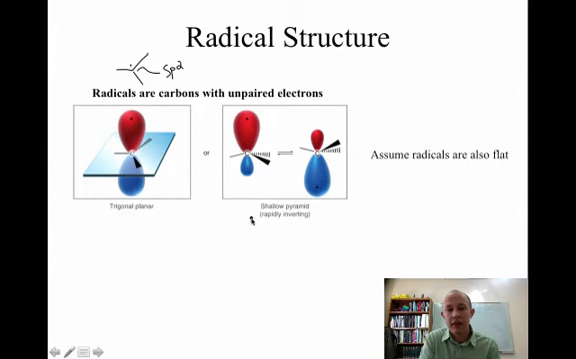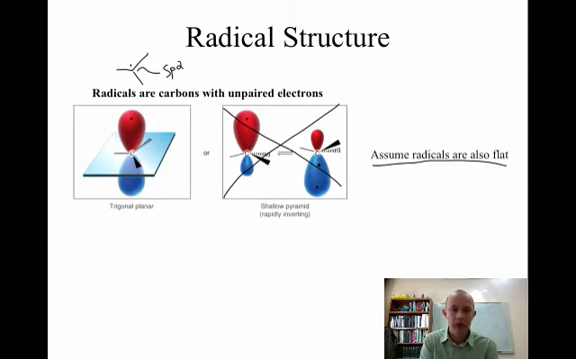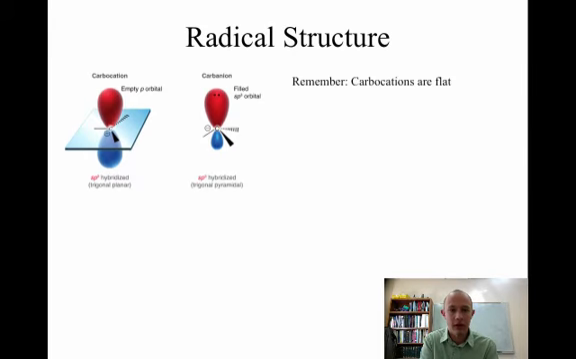In some cases, the book mentions that you can have something resembling an sp3 hybridized structure. We're not really going to worry about that. So just assume that radicals are flat. So why would that be? Well, we can understand this structure if we recall the structure of similar compounds, essentially other reactive intermediates called carbocations that you might remember, or carbanions.